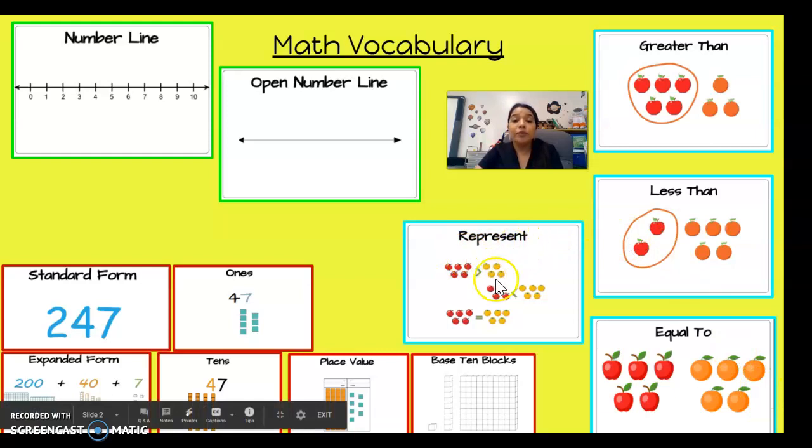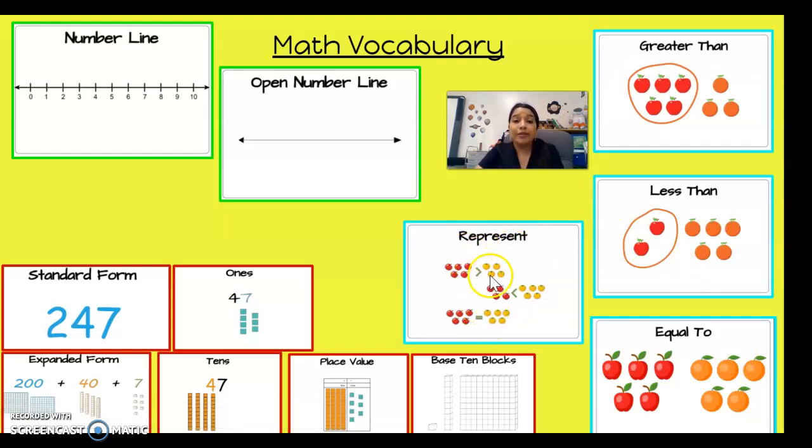Represent. We are able to represent equations with the greater than, less than, and equal to symbols. And the new vocabulary words that you learned yesterday are number line and open number line. So we're going to practice more with our open number line. On a number line, we can see that we have the numbers on it. When you go to the left, the numbers get smaller. And when you go to the right, the numbers get bigger.